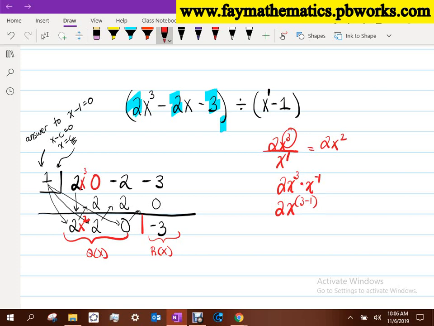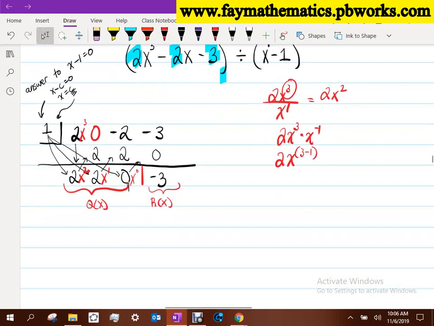You're dividing by a linear term. So, if that's x squared, this needs to be x to the first. This would be x to the 0. That's just my constant. So then I can rewrite this as 2x squared plus 2x, and then minus my remainder over my divisor.